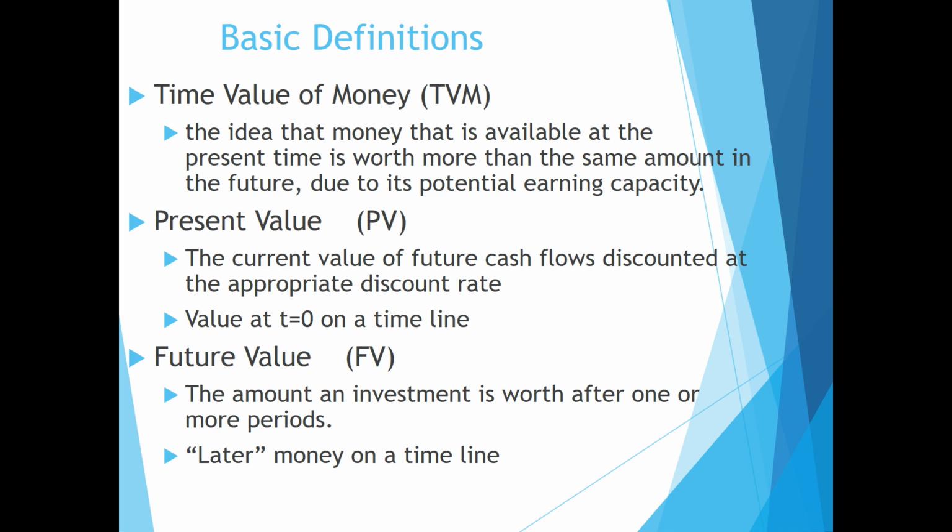Present value is the current value of future cash flows discounted at the appropriate discount rate. So when we're discussing present value, we're discussing discounting. Future value is the amount an investment is worth after one or more periods. When we're discussing future value, we are discussing compounding.